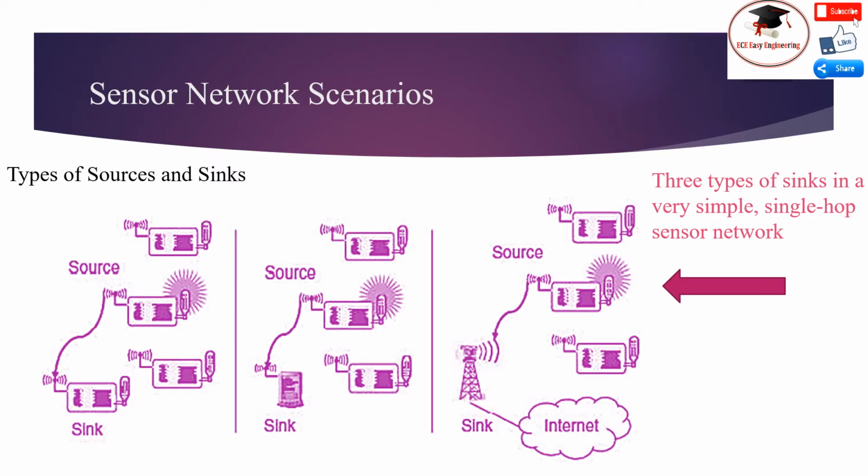Sensor network scenarios, types of sources and sinks. A source is any unit in the network that can provide information. A sink is the unit where information is required. It could belong to the sensor network or be outside this network, to interact with another network or be a gateway to a larger internet. Sinks are illustrated by the figure, showing source and sink in direct communication. Here shown are three types of sink in a very simple single hop sensor network.